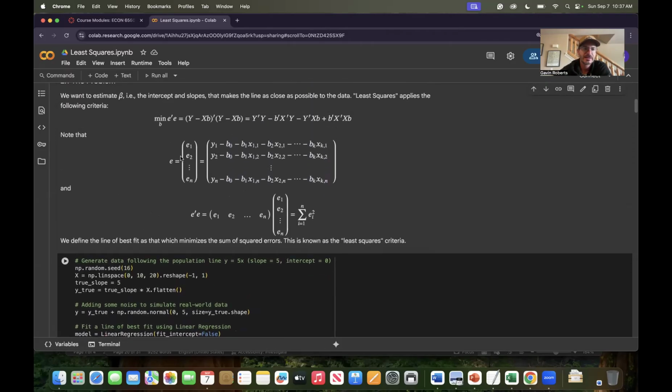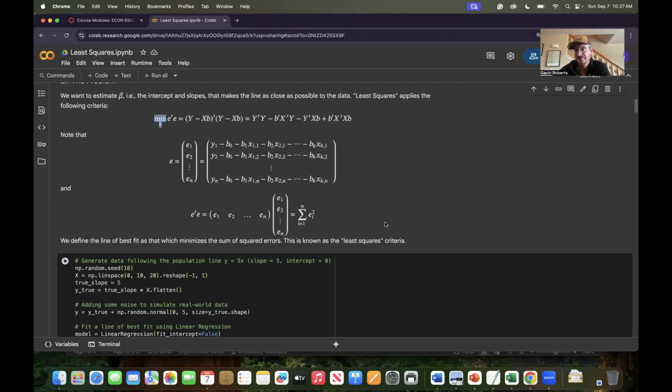And now we can also expand what E prime E looks like. So we know that vector is just E1, E2, E3 down to EN, our number of observations. And if I did the matrix algebra on that, it's literally just E1 squared plus E2 squared plus E3 squared plus E4 squared. So that's the sum of squared errors. So what this really says is I'm choosing my estimate B to minimize the sum of squared error terms.